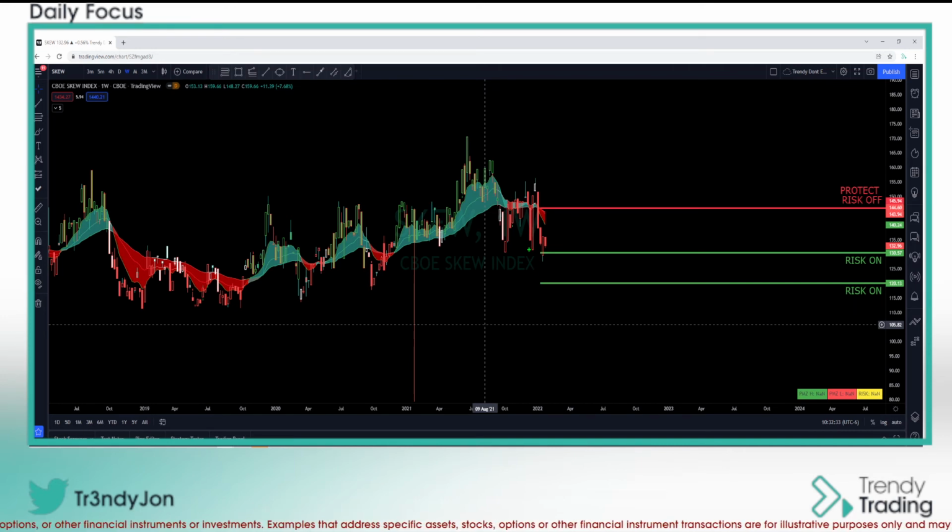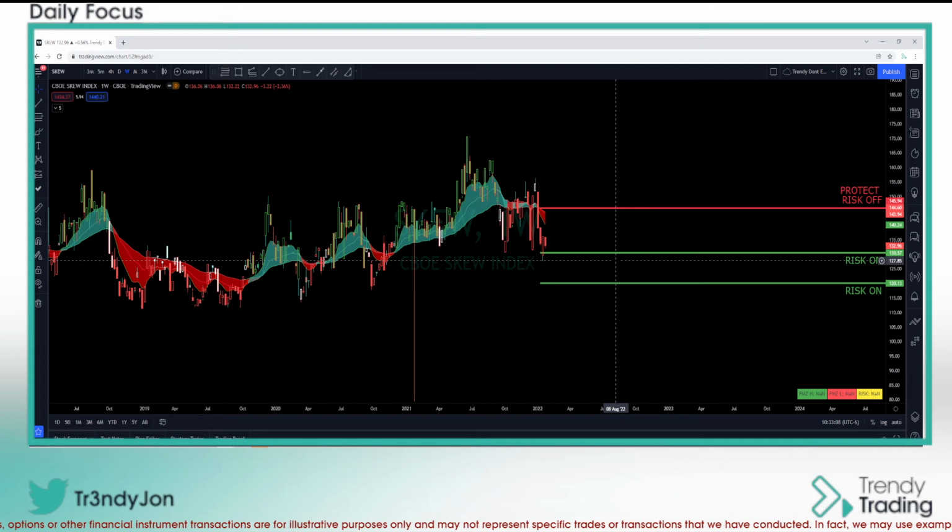Okay, so here we want to be really careful. And I want to start thinking about longs when the skew is dropping into this area, and that's why it's called risk on. Basically, for me to explain this to you is that everything's happening, right? The market's been going down, the market's dropping very hard. The news and the narrative out there is all negative.